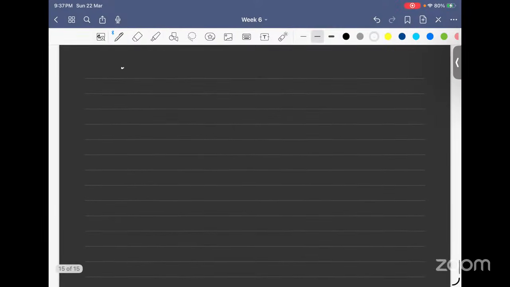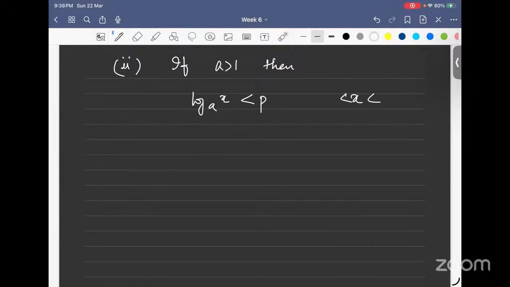Clear, right? So let's take the second case. It has been given that a is greater than 1. Then what will happen? Then log of x base a less than p, what will that imply? What will be the condition on x? How can you write x? This is simple, right? x will be from 0 to a to the power p. Here it is simple because a was greater than 1. So this is a normal condition that you write every time.